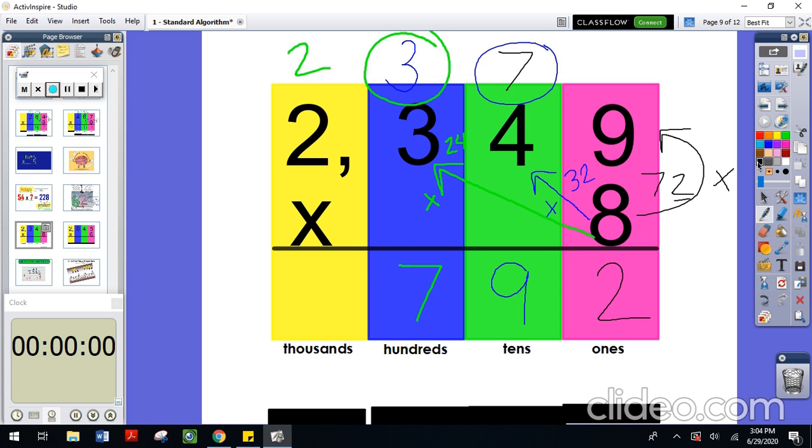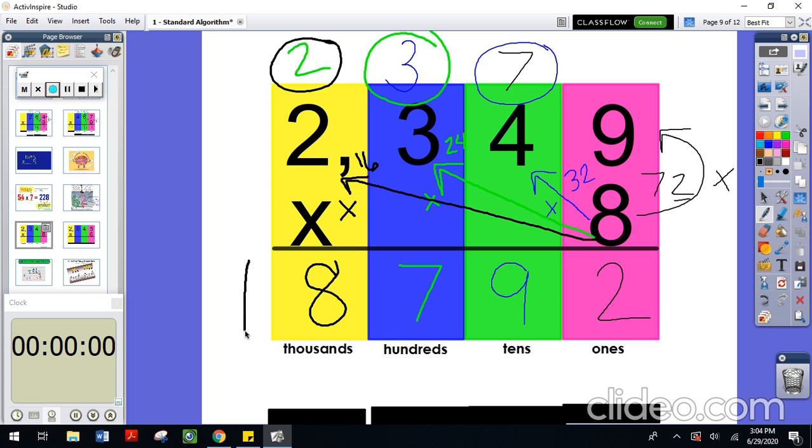Finally, we go to the thousands place, where we're going to multiply 8 times 2. 8 times 2 gives me 16, plus the 2 at the very top, which is going to give me 18. So we put the 8 in the thousands place and the 1 next to it. This gives me a product of 18,792.